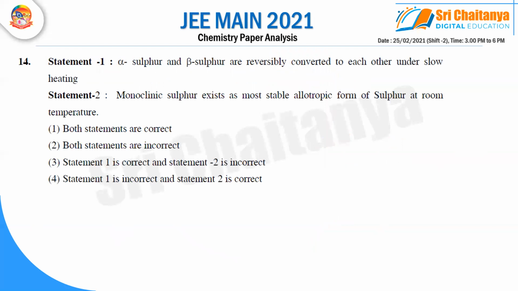Next, we have alpha sulfur and beta sulfur. Alpha sulfur is nothing but rhombic sulfur, that is S8. Beta sulfur is nothing but monoclinic sulfur, that is S6. They are reversibly converted to each other under slow heating. Actually, the thing is that S6 exists only above a temperature of 95.6 degrees centigrade. That means below 95.6 degrees centigrade, alpha sulfur, that is the rhombic sulfur, is the most stable form.